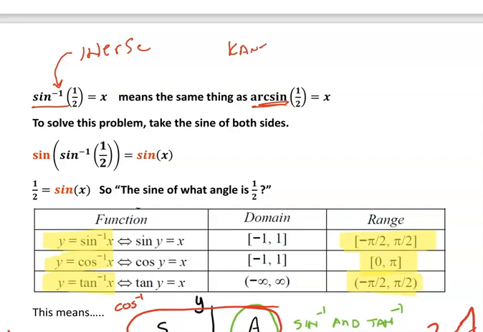Which brings up a good joke. If we have Kansas, the inverse of Kansas is Arkansas.